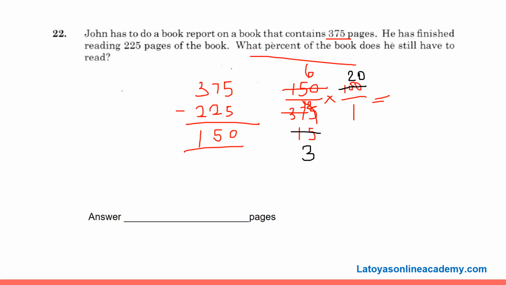Look at this. I can reduce again. I can say 3 into 3, 1, and 3 can go into 6 2 times. Nothing else can be reduced, so I'm going to multiply. 2 times 20 is 40 over 1 by 1 is 1. So 40 over 1 is 40.